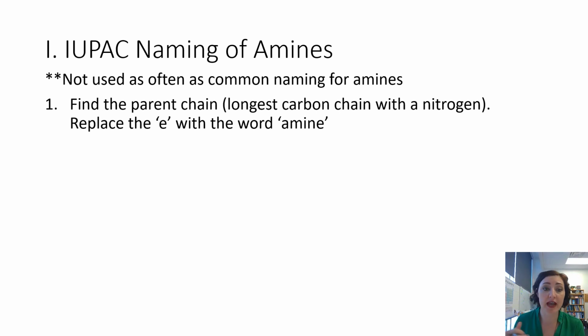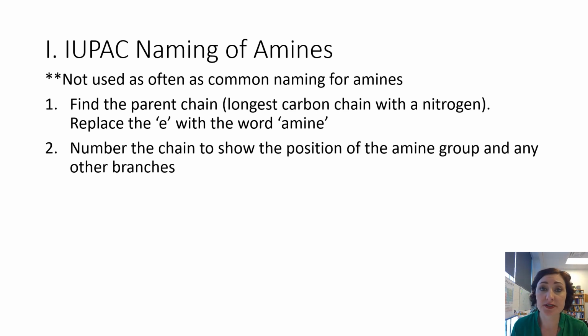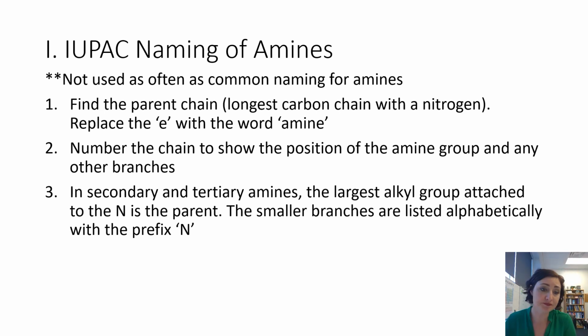You're going to start by finding the parent chain, the longest carbon chain that contains the nitrogen. You're going to take that parent alkane name, remove the E, and add the word amine. You're also going to number the chain to show the position of the amine group. It's not necessarily going to be on the end. It can be in the middle of the chain. And you're also going to number any branches. Obviously, we're going to give priority to that nitrogen for the lowest number possible.